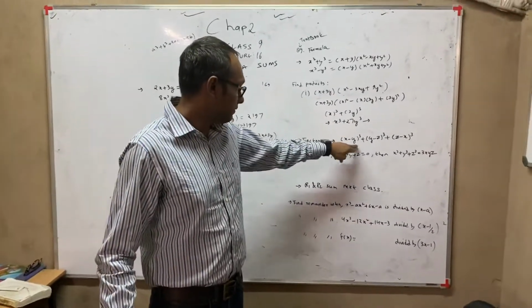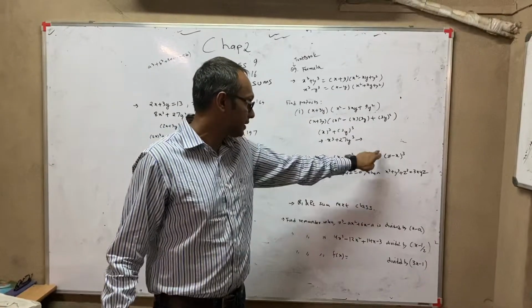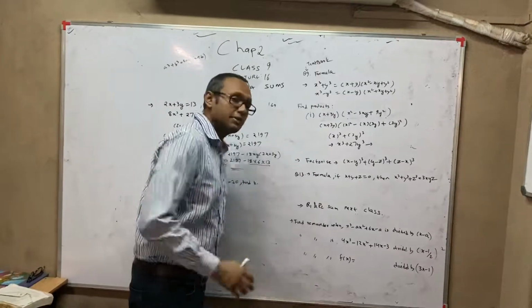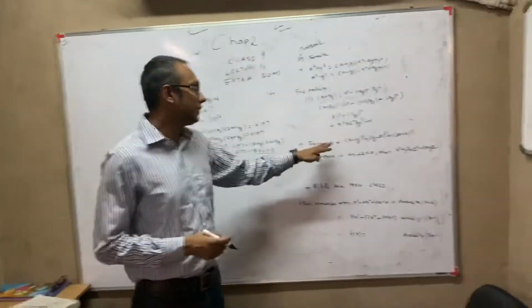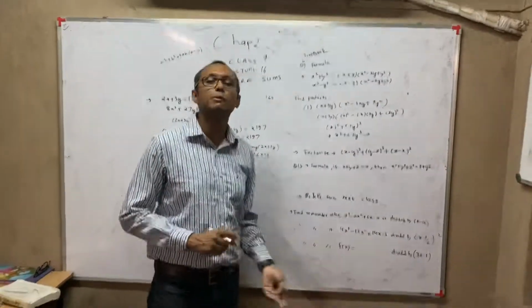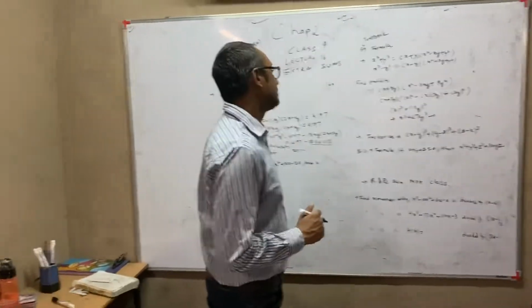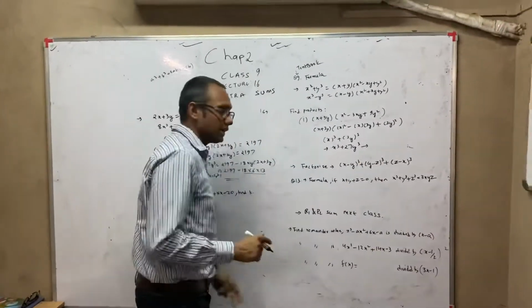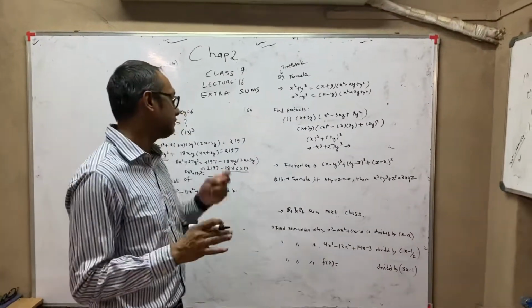Factorize x minus y whole cube plus y minus z whole cube plus z minus x whole cube. Now this sometimes comes for 3 marks and it is a very simple two-step sum. But kids think it is a very complicated sum. It is a very simple sum. First of all, whenever the word factorize comes, it means in the answer we want brackets. In the answer we want brackets.